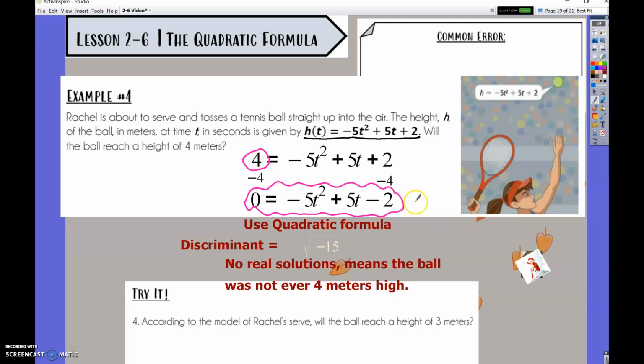But I actually just decided to do the b squared minus 4ac part. And when I did that, I got the square root of negative 15. That means 2 imaginary or complex solutions. There's no real solution to this problem, which was related to the story problem, asking if it ever hits 4 meters high. Therefore, without doing that full quadratic equation, I could tell that the ball never went to a height of 4 meters because my quadratic equation had a discriminant that was negative, so there was no real solution.